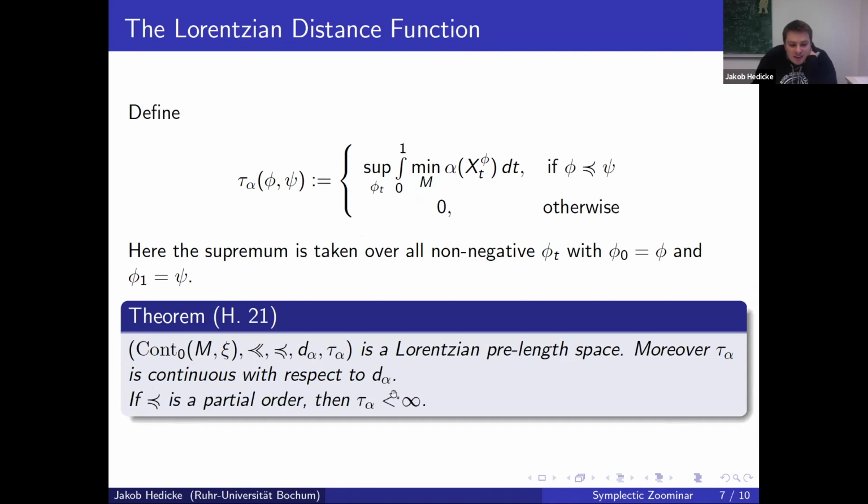And additionally, if one assumes that the smaller-or-equal relation is a partial order on the group of contactomorphisms, which I think is kind of equivalent to saying that there are no positive loops of contactomorphisms, so this is, for example, the case for many unit cotangent bundles due to a result of Chernoff and Nemirovsky. In this case, if this is a partial order, then one can show that this Lorentzian distance function is indeed finite. So it never takes the value infinity between two contactomorphisms.